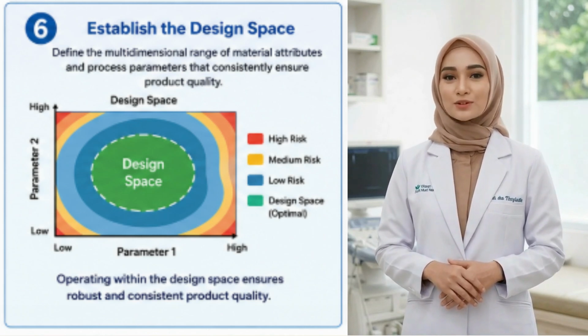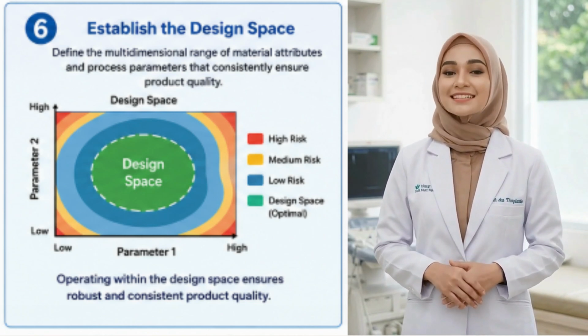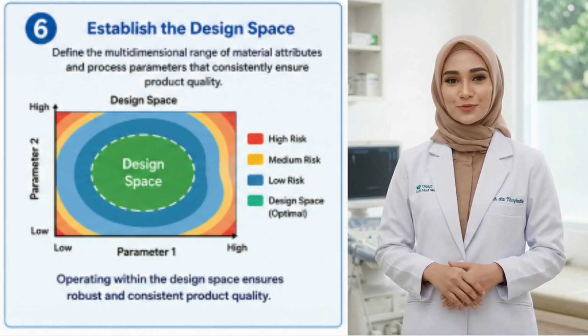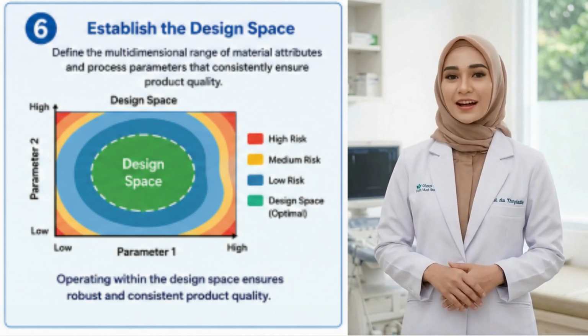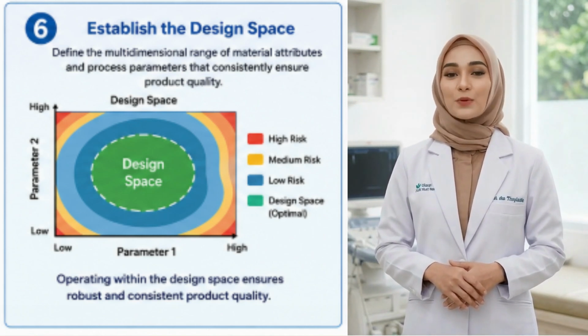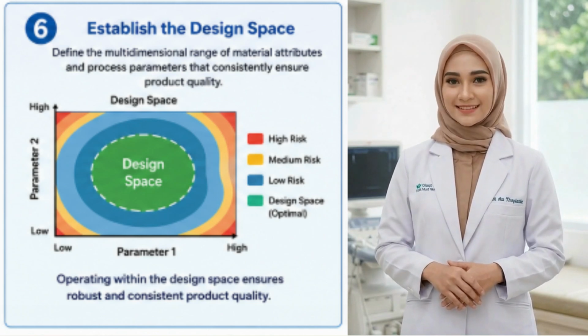Step 6. Establish the design space. Using the experimental results, establish the design space. The design space is the multidimensional range of material attributes and process parameters that consistently produces products meeting all quality requirements. Operating within this space ensures robust manufacturing performance.